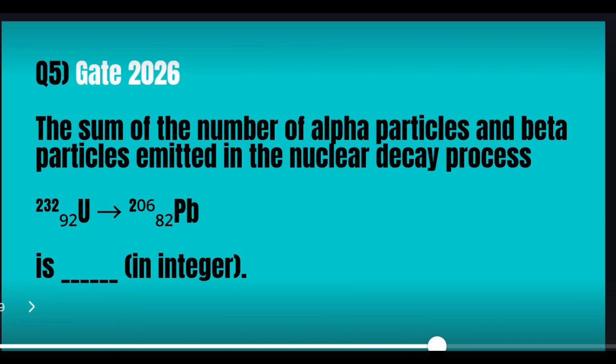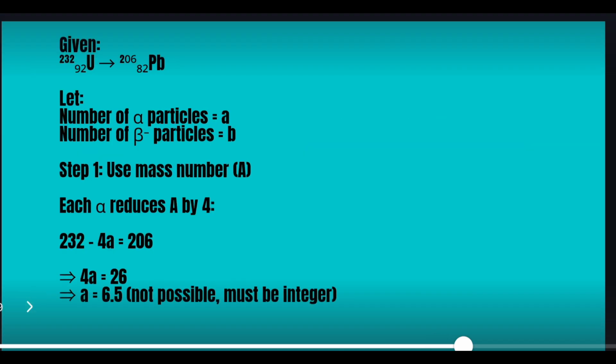Now let's move to the fifth question. This was asked in GATE 2026. The sum of the number of alpha particles and beta particles emitted in the nuclear decay process. Here the given equation is uranium-232 and 92 gives Pb-206 and 82, and here that integer is what?